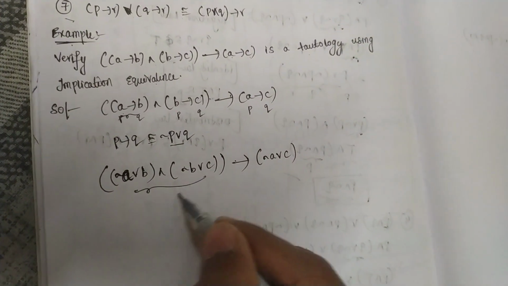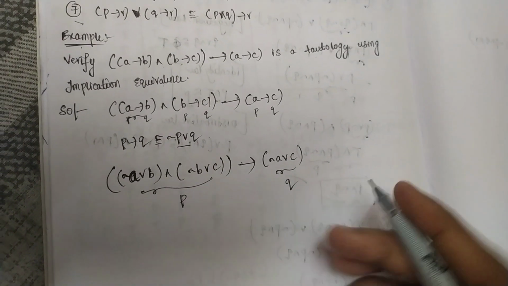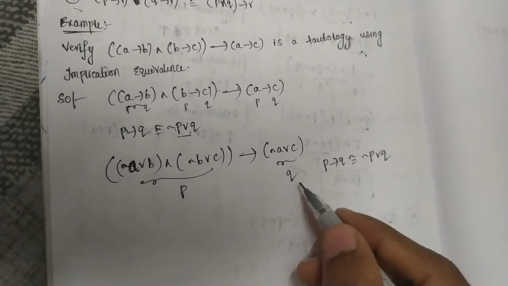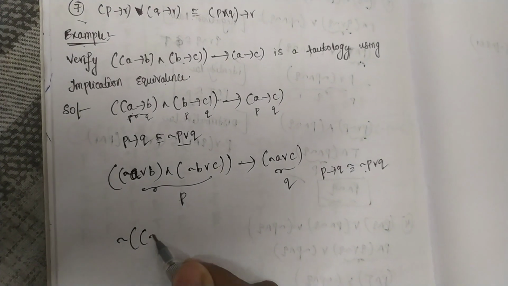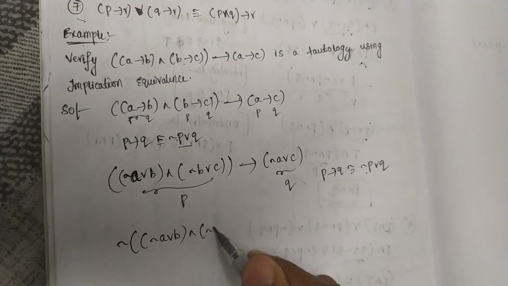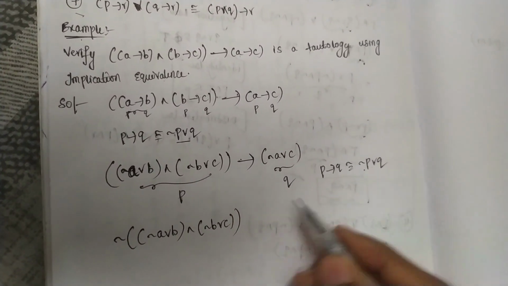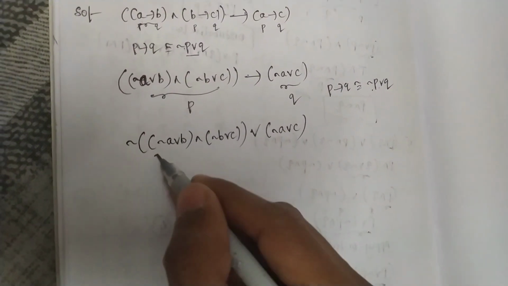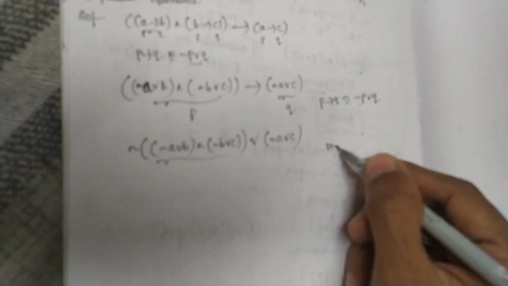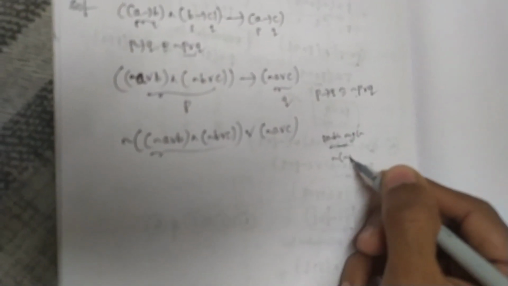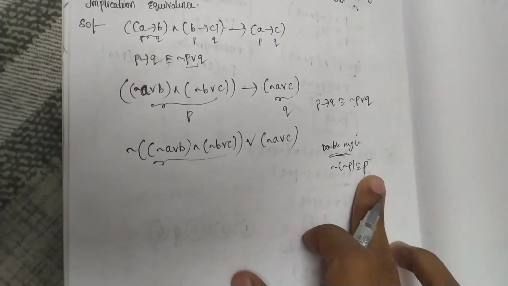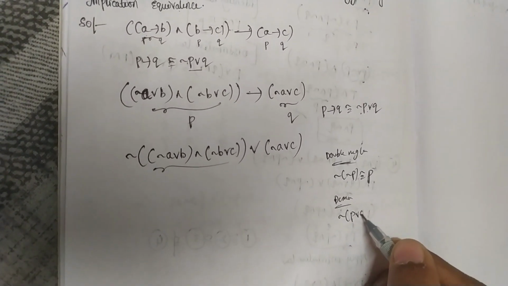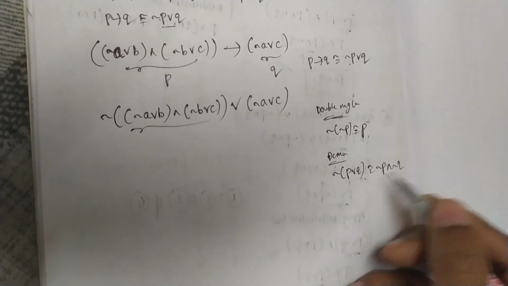Now take this as P and this as Q. Here it is in the form of P implies Q, which is equivalent to negation P or Q. So negation P means negation of negation A or B and negation B or C, or Q means this one, negation A or C. Here we apply the double negation law, the formula negation of negation P equivalent to P. We also apply De Morgan's law: negation of P or Q equivalent to negation P and negation Q. It can be applied here.